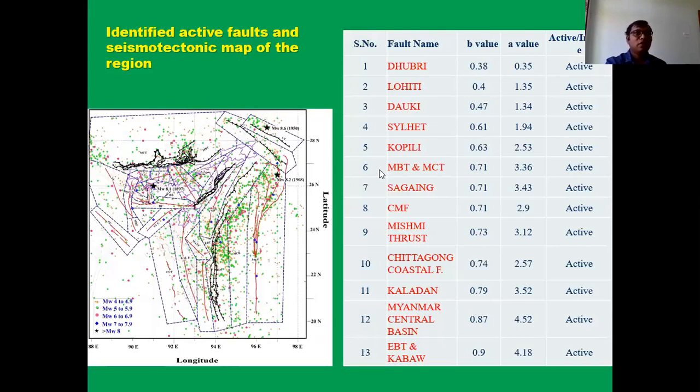Similarly, here you can see the active faults on the seismotectonic map of the region. There are 19 faults located, and among them, all the active faults have been considered in this study. Inactive faults are also there, but we have not considered them for the seismic hazard assessment. These are used for seismic hazard mapping. And this is the seismotectonic map where the faults are shown, including great earthquakes, as well as the events superimposed on the same map. So this is called the seismotectonic map of this region.